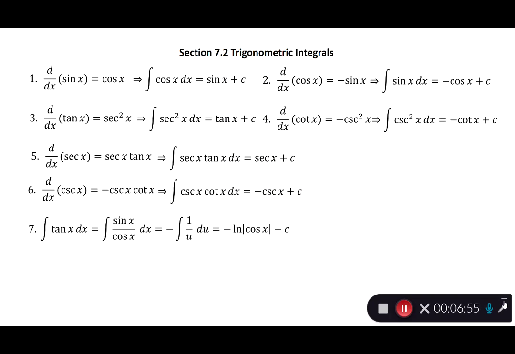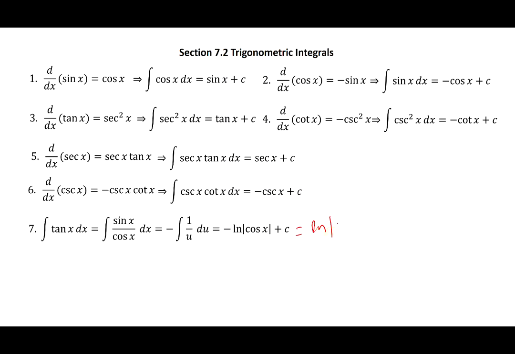And let me ask you, would it be okay for me to write this negative natural log of absolute value of cosine x as natural log of secant x? If I said that, would that freak you out, or would you go, oh, I see, I know what you did, man? Cool. Here is the idea, right?